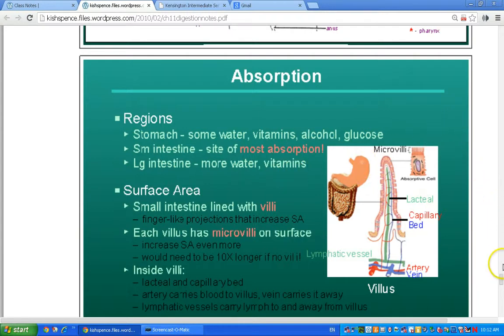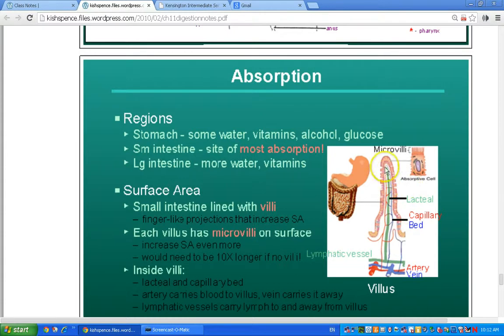So, surface area is important. That's why our small intestine has to be really long. We need to have lots of surface area to be able to absorb as much as we do. So not only is it long, but inside the small intestine, if I took the wall and blew it up, it has a whole lot of these little finger-like projections in it. These are called villi. There's a bed of villi that lines your whole small intestine.